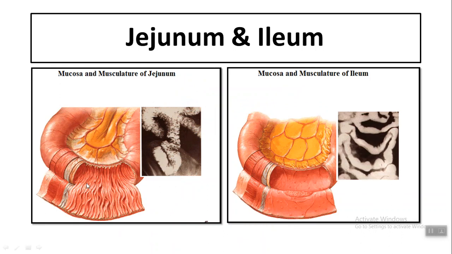Here we can see the mucosa of the jejunum and the mucosa of the ileum, and we can see how the plicae circulares are well developed in the jejunum, and scanty or even absent in the ileum, and in the last part of the ileum we can see the presence of Peyer's patches. Of course, this difference in the mucosa will also be reflected in their appearance in imaging, meaning on radiology the jejunum will look different from the ileum because of the difference in the mucosa.